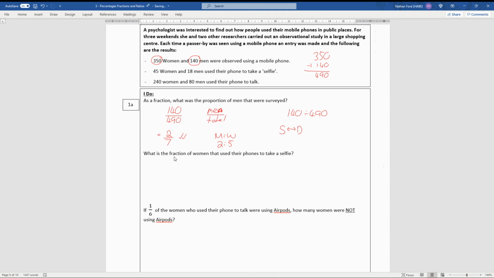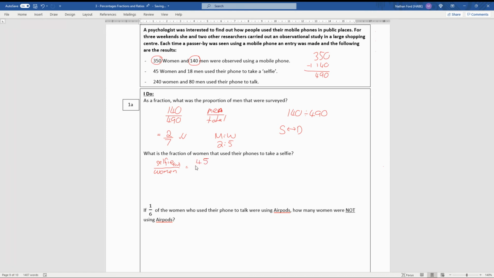You've probably noticed already that we know what the next answer is going to be, but let's go through the work. What is the fraction of women that use their phones to take a selfie? So this is interesting because we don't know, are we doing this out of just women and men? But what is the fraction of women? We're going to do it out of the total number of women on the bottom. And on the top, we're going to have women that took a selfie. Okay, so how many women took a selfie? We had 45.